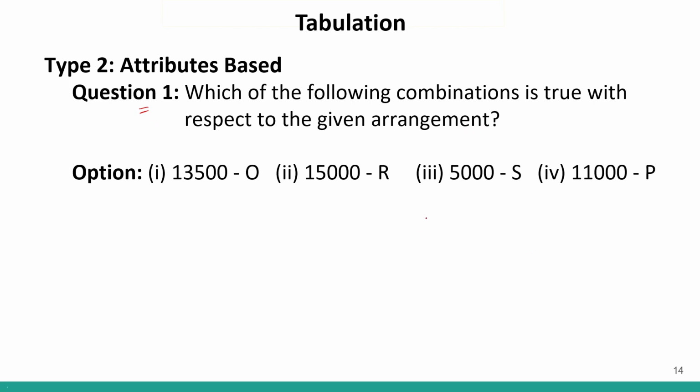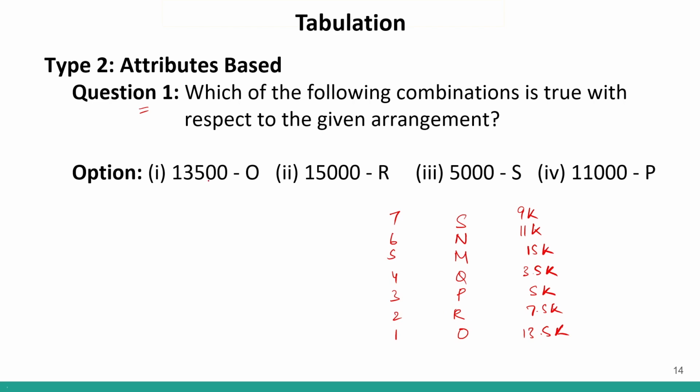So let me draw the arrangement. So we had 7 floors, 7, 6, 5, 4, 3, 2, 1. We have S, N, M, Q, P, R, O. They were earning 9,000, 11,000, 15,000. Q was earning 3.5 thousand, 5,000, 7.5 thousand and 13.5 thousand. So this was the arrangement. We have to find out which combination is true. So 13,500 and O. This seems true to me.